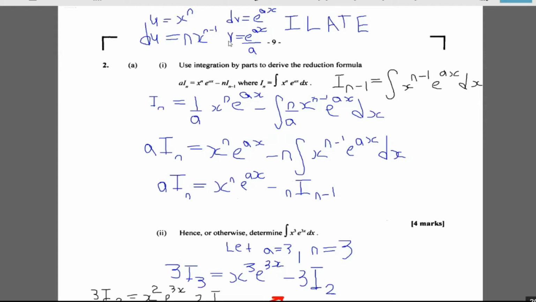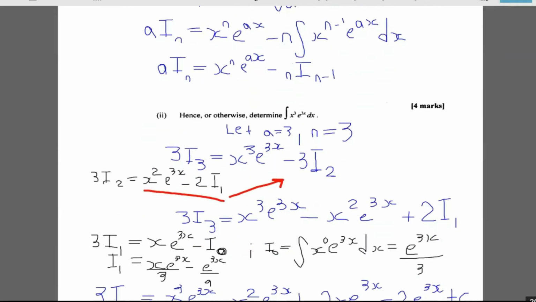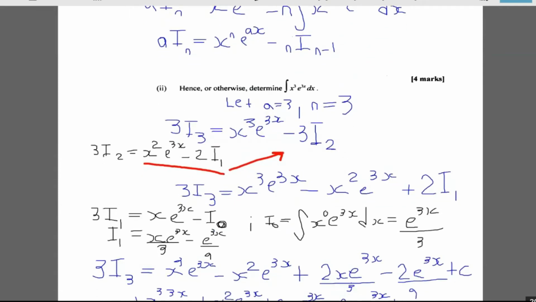So we find du and v, and then remember that the integral of u dv is equal to uv minus the integral of v du. And so doing that, it simplifies out, and then we multiply through by a, and we get the result. All right, so that's very easy. The next part now, we're to determine the integral of x cubed e to the 3x.